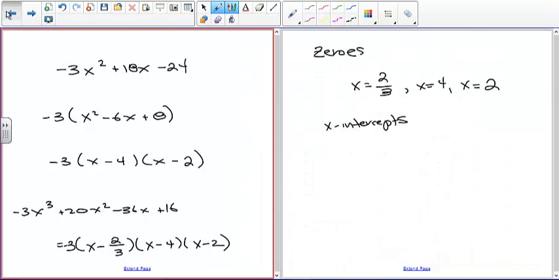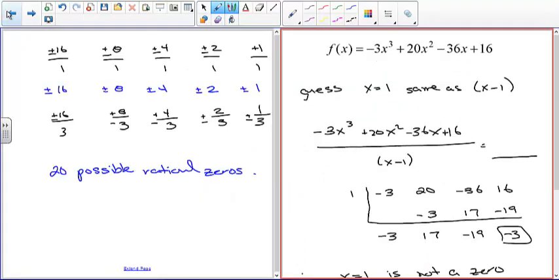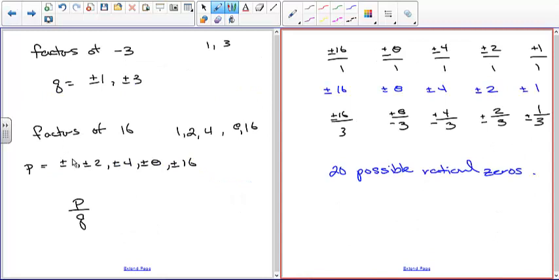So let's kind of review what we did here. You take the original function.